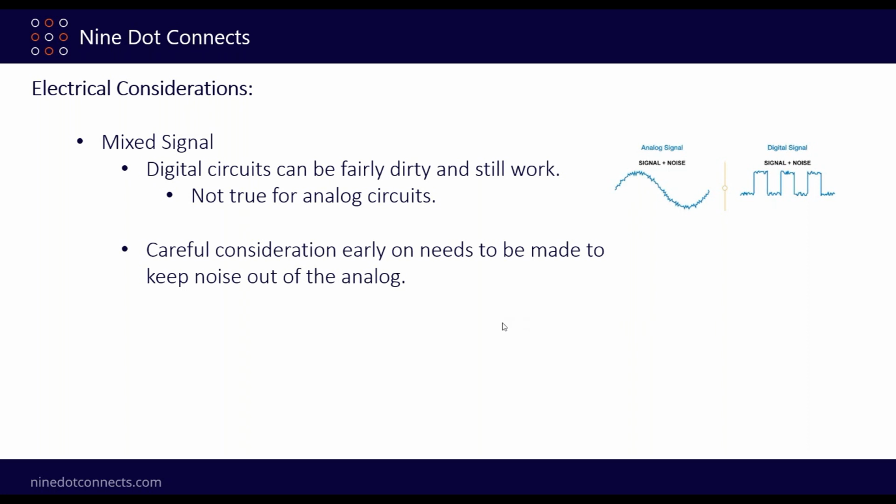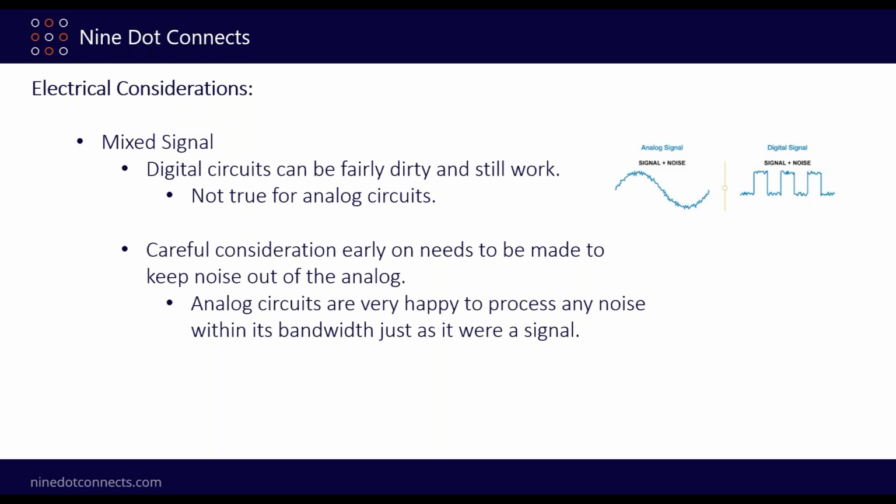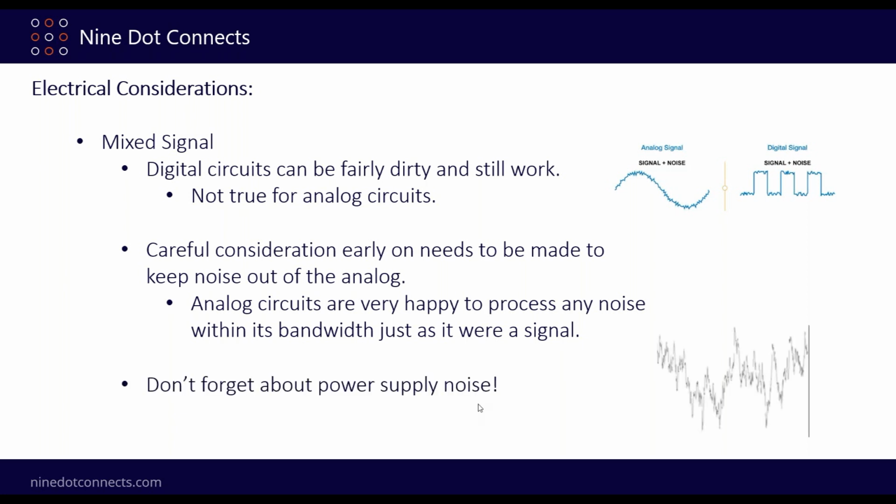Careful consideration early on needs to be made to keep noise out of the analog, and that's all noise. Analog circuits are very, very happy to just process any noise within their bandwidth. So if you're within the bandwidth of that analog circuit, it has no idea whether it's signal or whether it's noise. It's going to just be dumb and happy and keep doing what it's supposed to do, whether it's signal or noise. And don't forget about power supply noise.